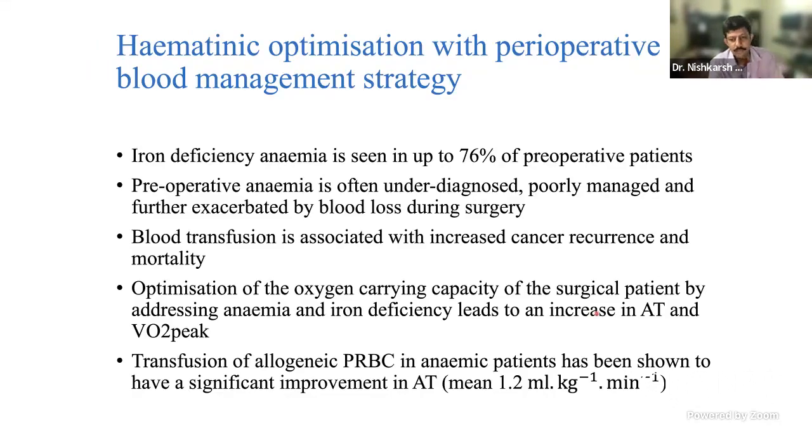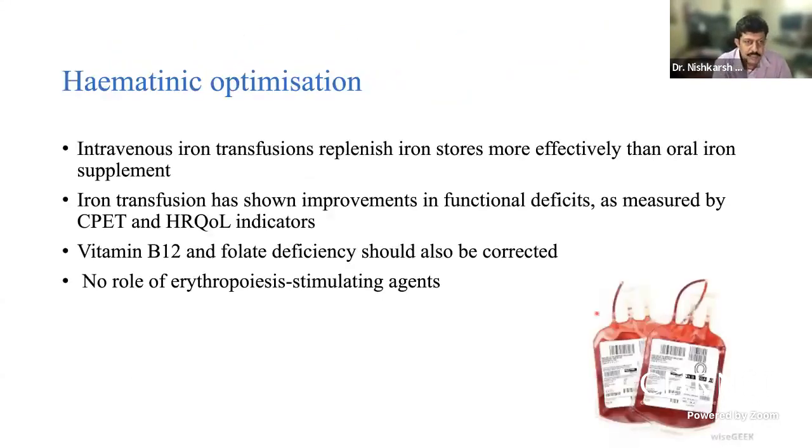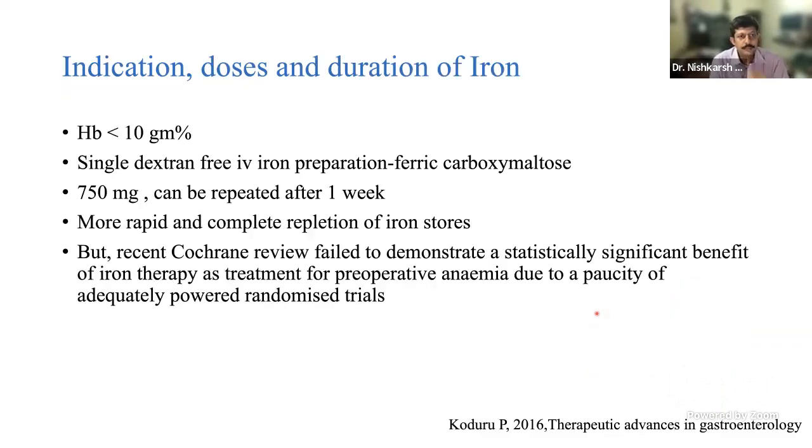Transfusion of blood has been shown to give improvement, so we can do that. But if we have time, it is better that we give intravenous iron, which has been shown to improve overall iron stores and increase hemoglobin over a period of time. The role of erythropoiesis stimulating agents is limited and they should be avoided.